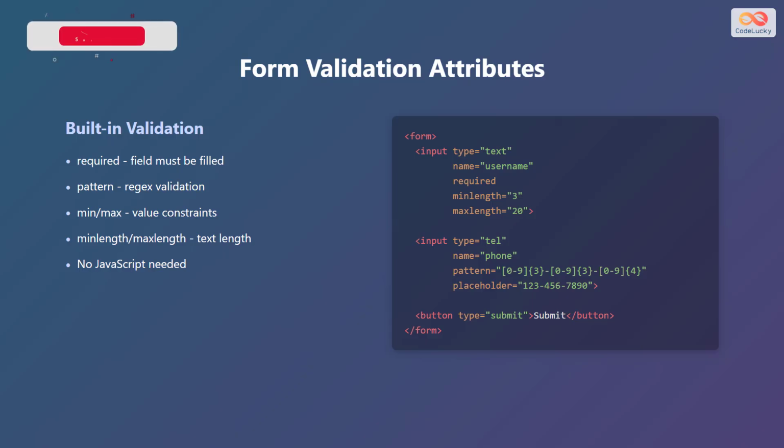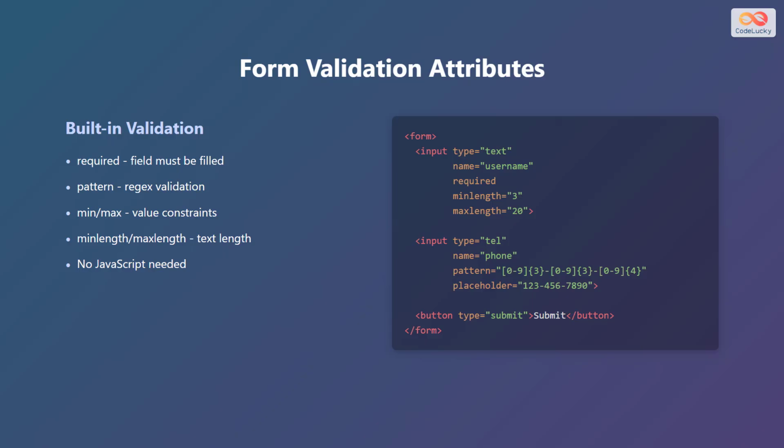HTML5 includes built-in validation attributes that reduce the need for JavaScript. The required attribute specifies that a field must be filled out before the form can be submitted. The pattern attribute allows you to define a regular expression to validate the input. The min and max attributes set value constraints for number and date inputs. The minlength and maxlength attributes specify the minimum and maximum allowed length of the text.